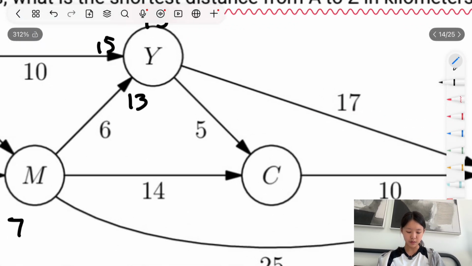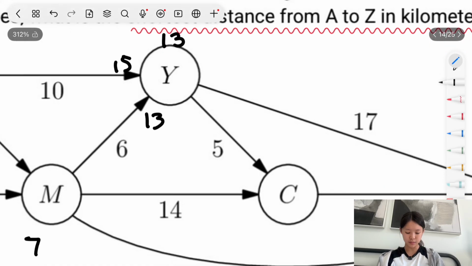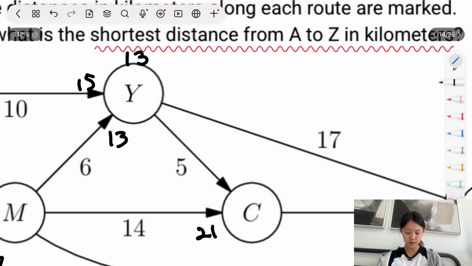And you do the same thing with C. Either you can go from 14 or you can go from 5. So the final shortest length is 18.